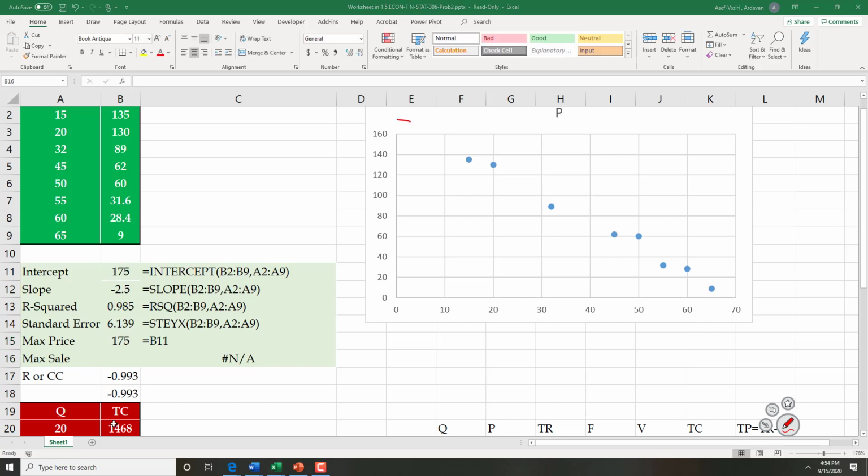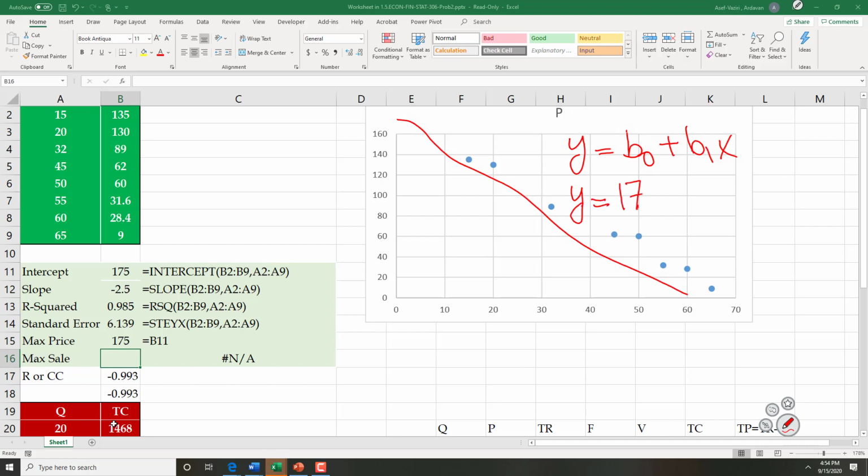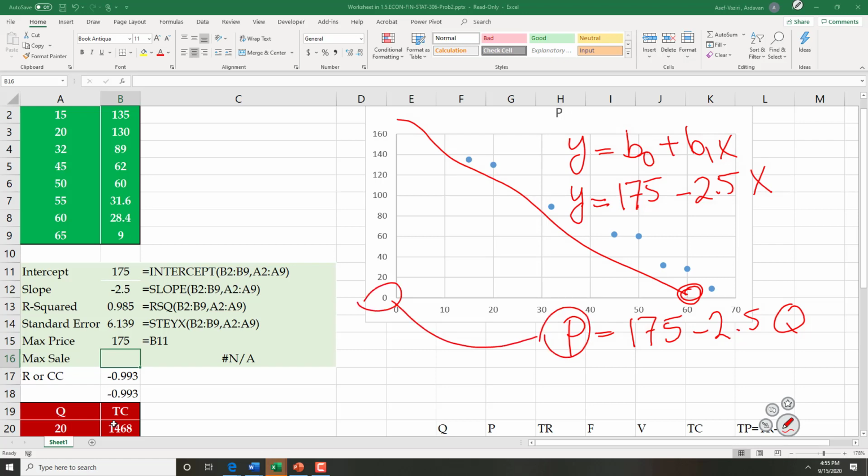Max sales, we have an equation here that is Y equal to B0 plus B1X, or Y equal to 175 minus 2.5X. Or P, which is our variable of interest, is 175 minus 2.5Q. Now, if I am looking for this point, at this point, P is equal to 0.